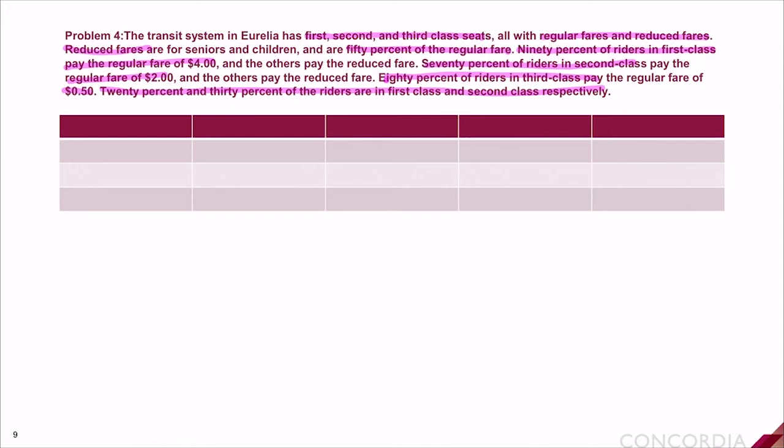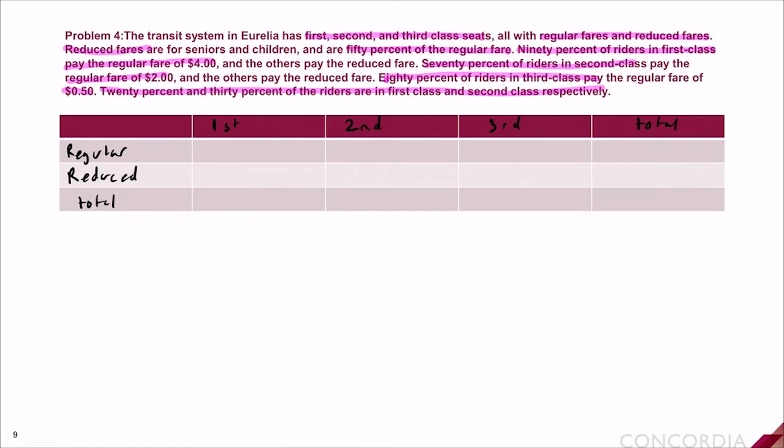So now we can start translating this information to our table. I'd recommend building a table for this problem to keep things organized and simple. We will name our rows and columns. Our rows will be the fare price, being regular and reduced, while our columns will be the classes: first class, second class, and third class, with the last column being total and our last row also being total.